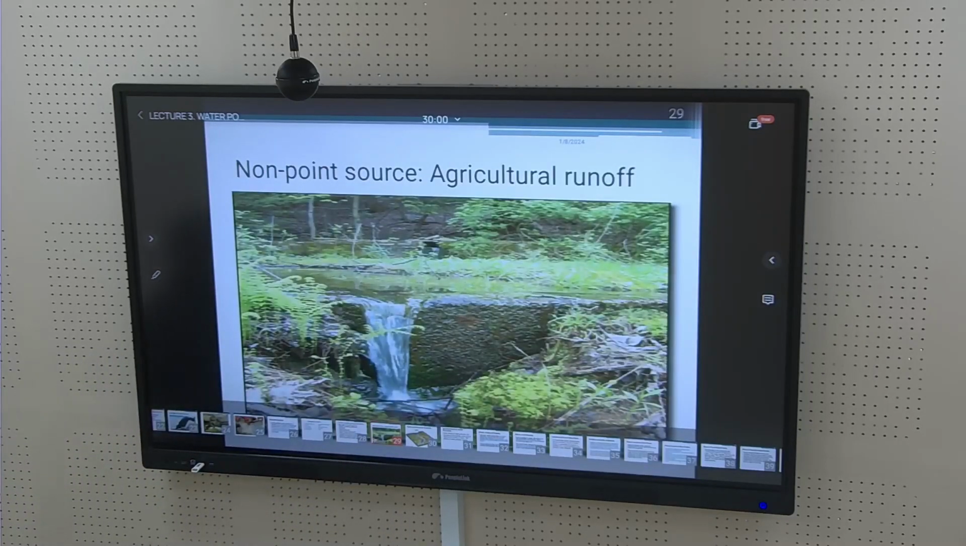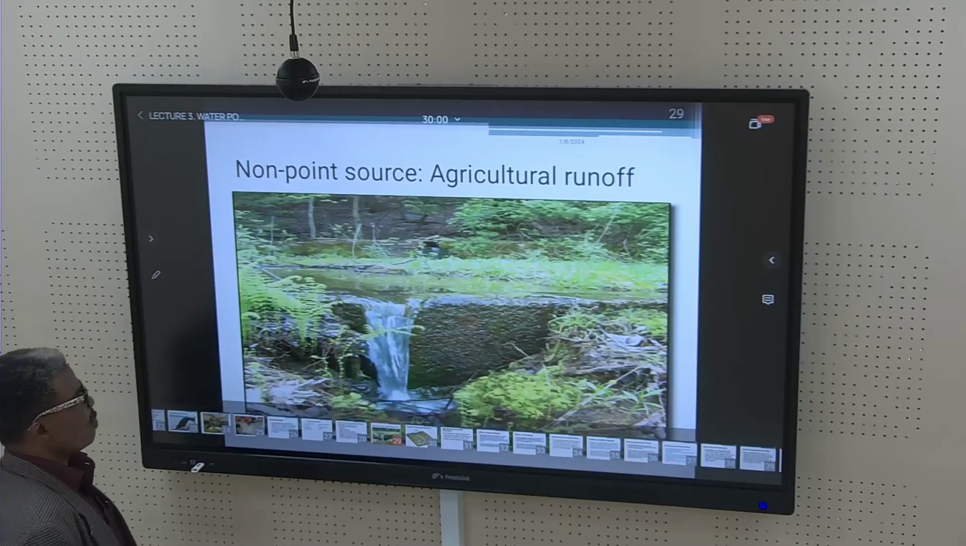Non-point source from agricultural runoff, if this is from different plantations. Suppose when it rains, water from the rain can pick up fertilizers from different plantations and bring them to a river. So this is a non-point source from agricultural runoff.